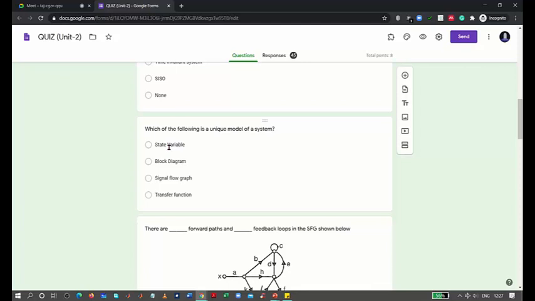Thus, it means that the transfer function depends upon the internal parameters of the system and not upon the input or output or initial condition. And thus, it makes this transfer function model to be unique.